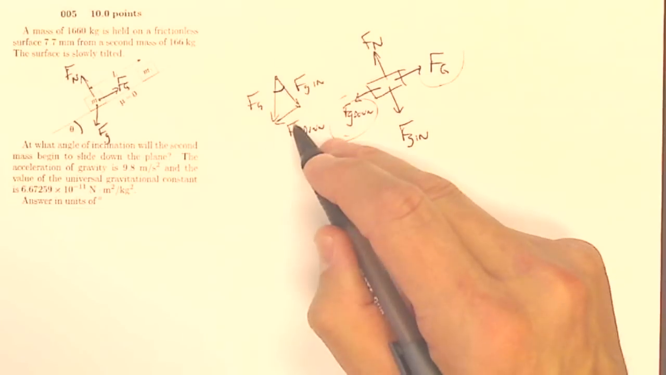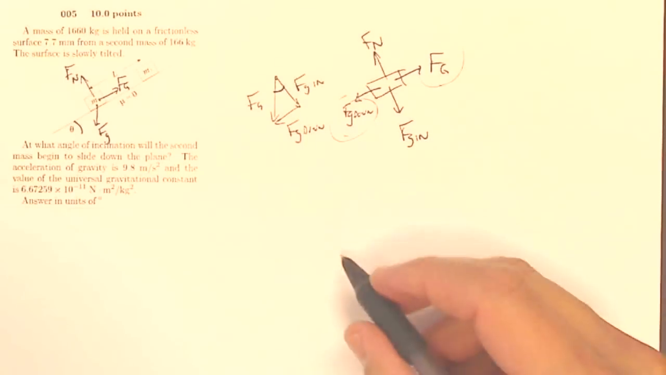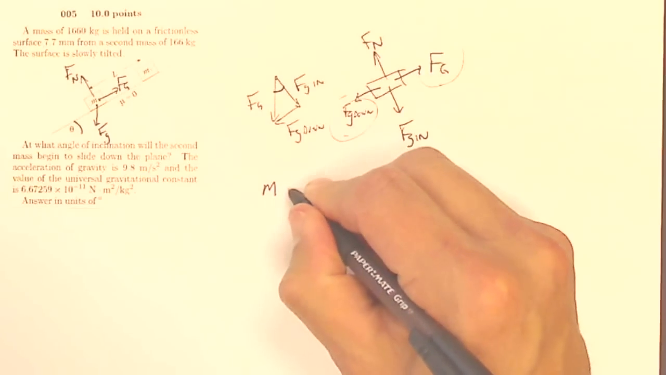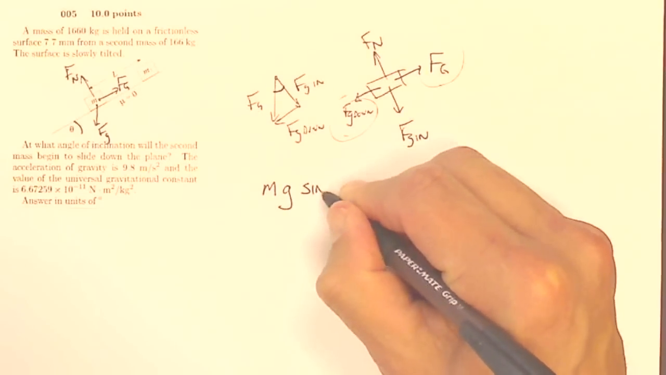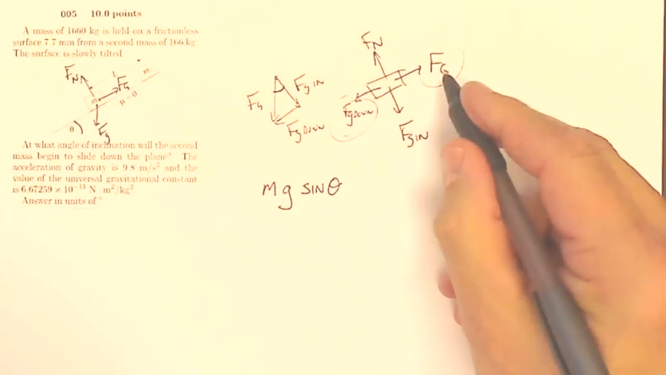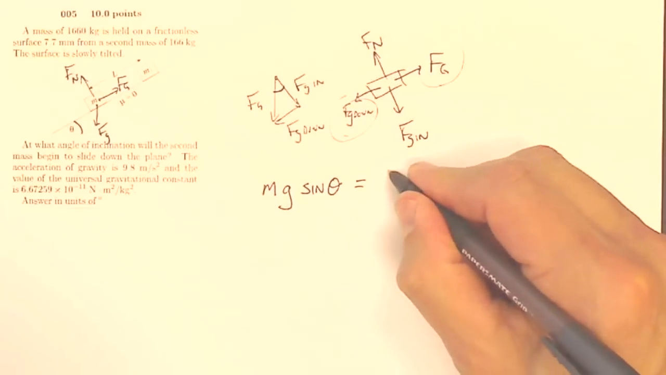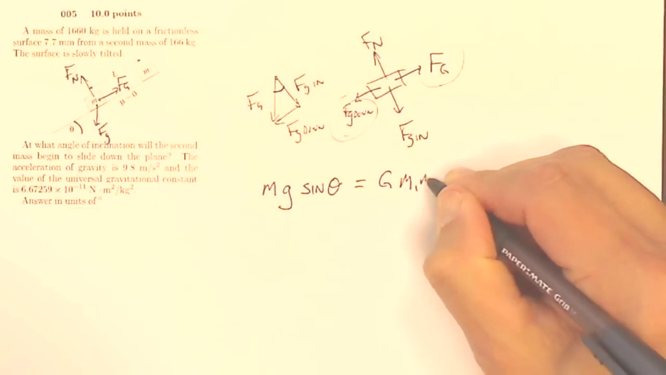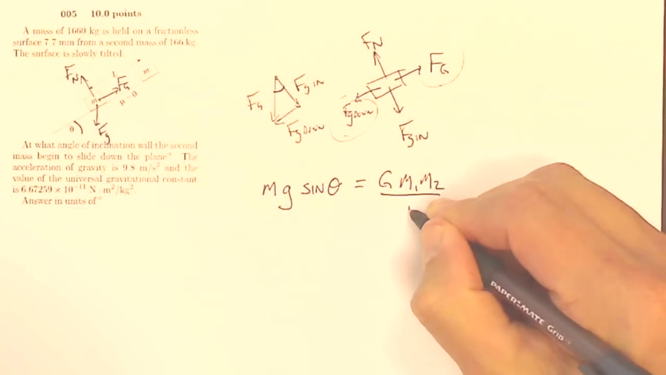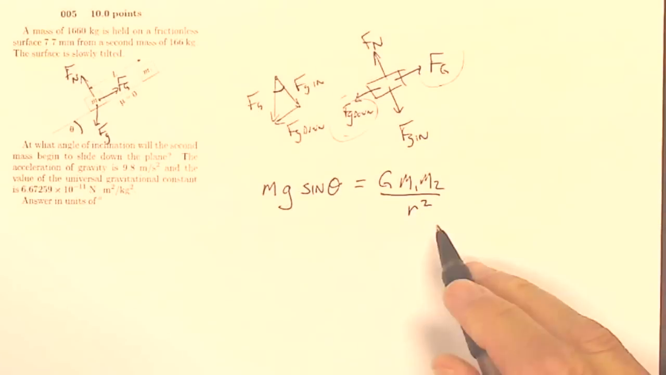Since this angle is theta, just like this one is theta, gravity down is going to be the opposite, so it's going to be sine. So Fg down is going to be mg sine theta. And when that equals the universal gravitational force, that's G m1 m2 over r squared.